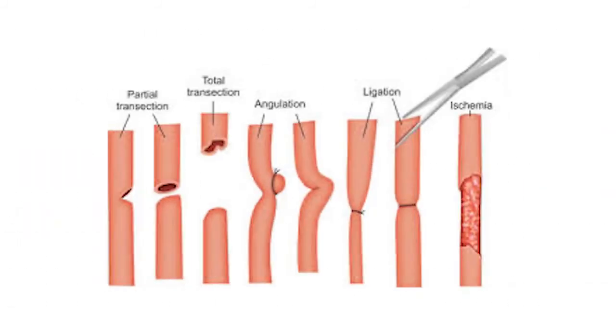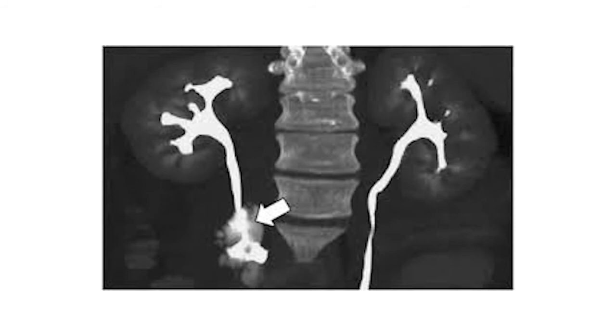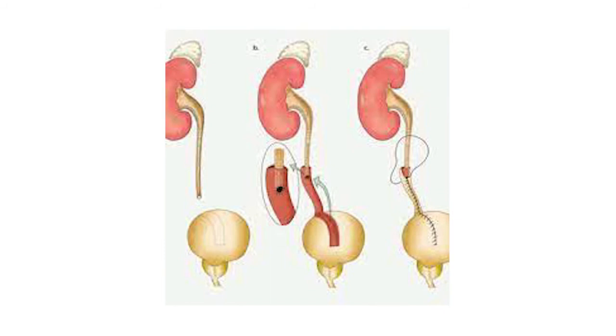Dear students, you can see a good animated image on your screen showing partial transection, total transection, angulation of the ureter, ligation of the ureter, that may be iatrogenic, and the ischemic ureter. You can see here this is the renogram. You can see there is an obstruction in the right side of the ureter, the mid ureter. Both kidneys and the ureters are clearly seen. Here are other colored images showing the ureteric anomalies.